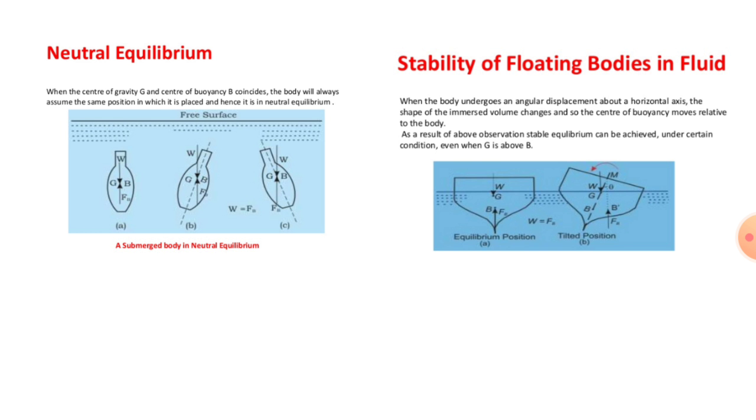Stability of floating bodies in fluid. When the body undergoes an angular displacement about a horizontal axis, the shape of the immersed volume changes and so the center of buoyancy moves relative to the body. As a result of the above observation, stable equilibrium can be achieved under certain conditions even when G is above B.